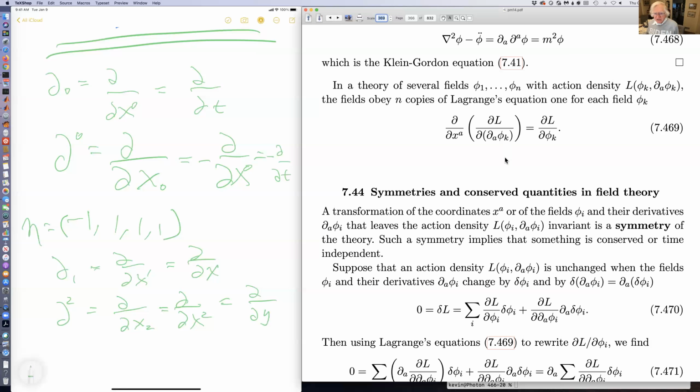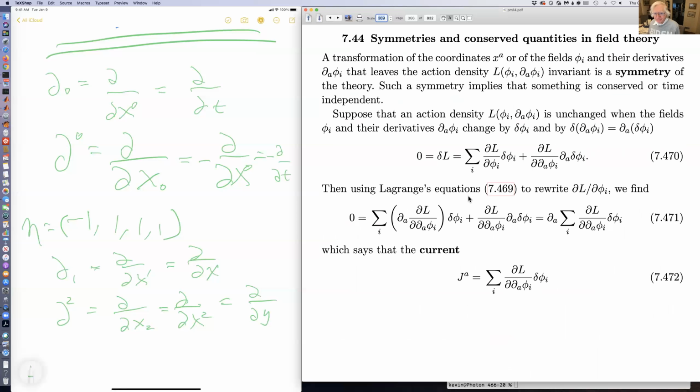So, symmetries and conserved quantities. This is quite important. What's the idea? Well, let's suppose there's a transformation of the coordinates or of the fields and their derivatives that leaves the action density invariant. That is called a symmetry of the theory. And such a symmetry usually implies, or always implies, that something is conserved, that is to say, is time independent.